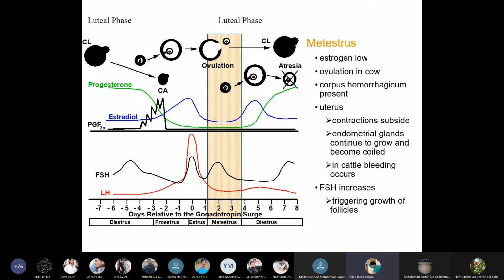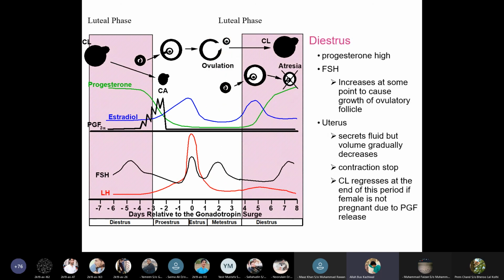So the follicle stimulating hormone increases and triggers the growth of the follicles. So in the diestrus, the progesterone levels will increase, and the follicle stimulating hormone has to increase.